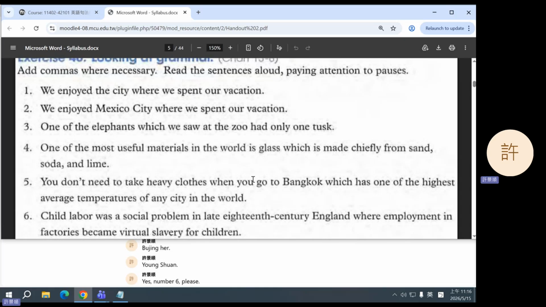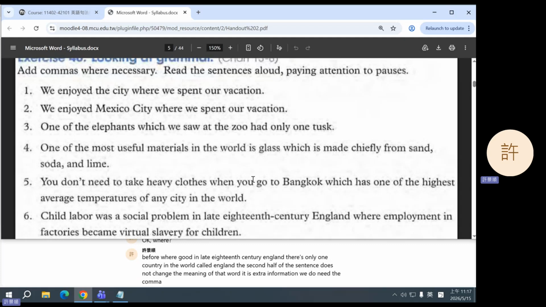Do we need commas? Okay, where? Before where? Good. In late 18th century England, there's only one country in the world called England. The second half of the sentence does not change the meaning of that word. It is extra information. We do need the comma. Good.